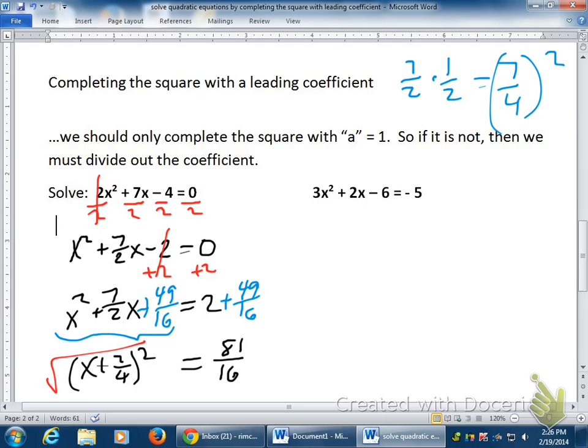Alright, so I'm going to take the square root of both sides. I've run out of room, of course. So that's going to leave me with x plus 7/4 equals plus or minus, what's the square root of 81 over 16 without using your calculator? It's going to be square root of 81 is 9, square root of 16 is 4, it's 9/4. And then finish solving.